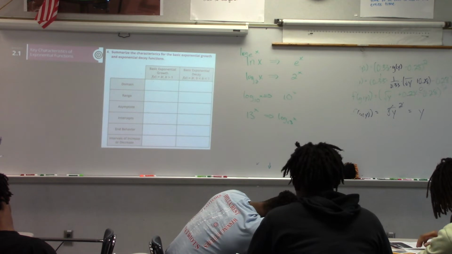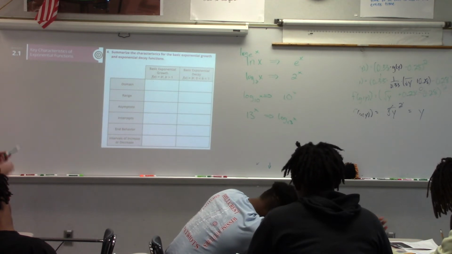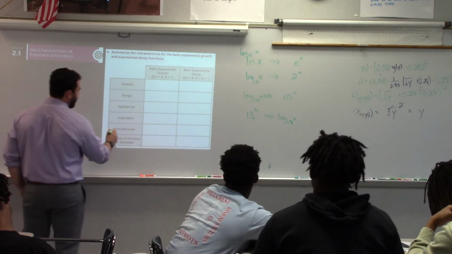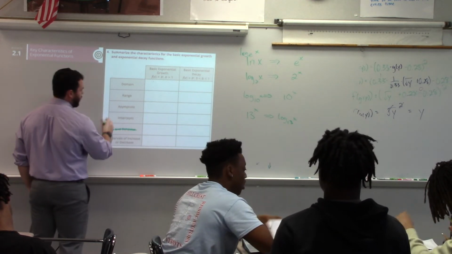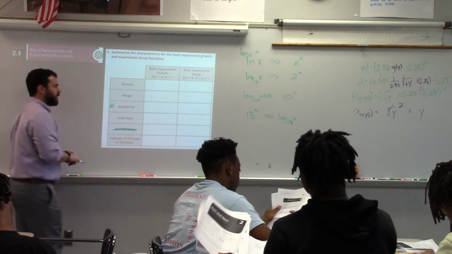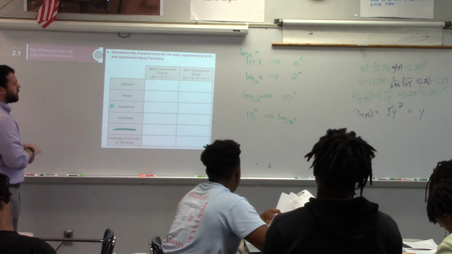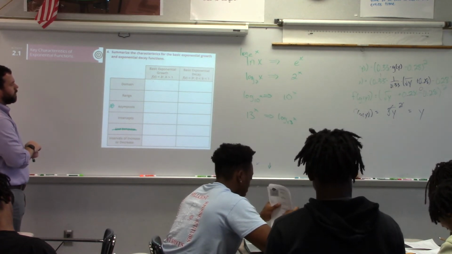First things first, summarize the characteristics for the basic exponential function. We are going to skip end behavior because we're not going to talk about that. Asymptotes is something that I will tell you about. Actually, let's just go ahead and define asymptote, and then we'll see if you can figure it out.